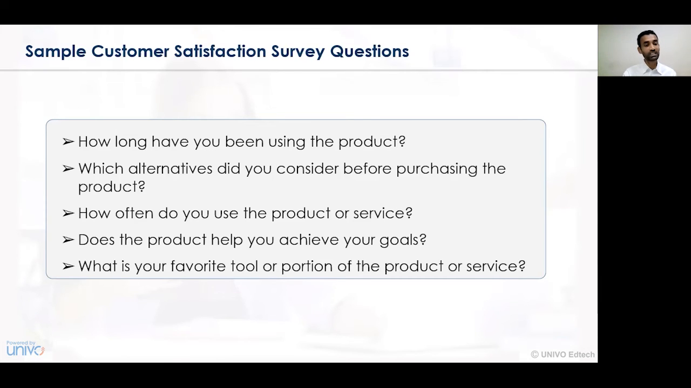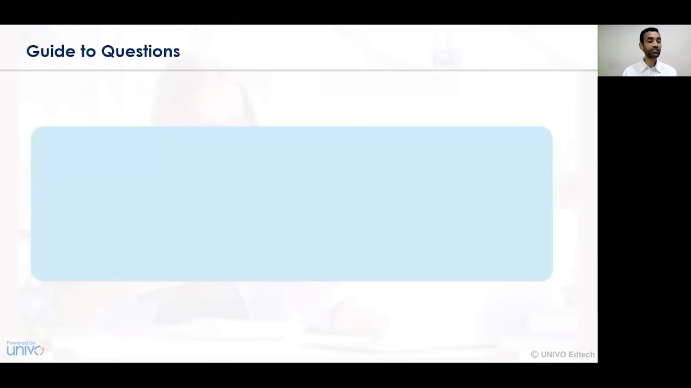So these are the various sample customer satisfaction survey questions which can be asked to the customers, which are very simple, specific, precise, and accordingly have the specific choices or alternatives in which the customer can answer very easily. Now let's understand what are the various guides for the questions.